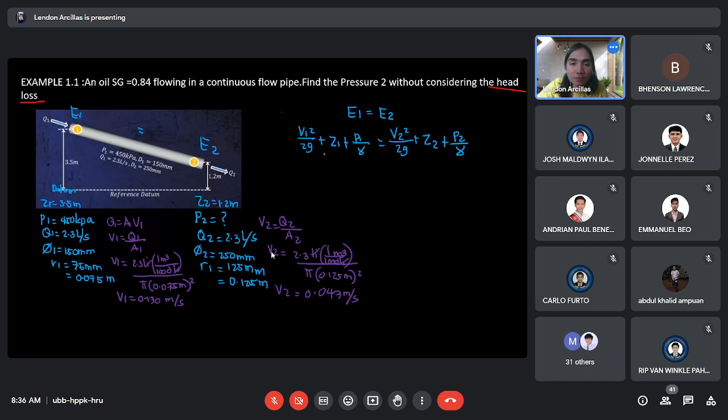So yun na. Kompleto na, di ba? So how do we find the specific weight? Since SG here is 0.84, therefore, yung specific weight niya is 0.84 times, since this is an SI unit, 9.81 kilonewton per cubic meter, or the specific weight of water. So no problem with the specific weight. So same lang yung specific weight. Since oil lang naman tong pumasok dito, oil din yung lalabas. Of course, hindi magbabago yan.